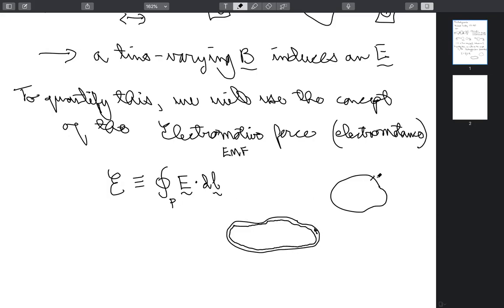For example, if you have a battery, the voltage difference that's induced by the battery is really the equivalent of the electromotive force that you have in there. So the statement of Faraday.